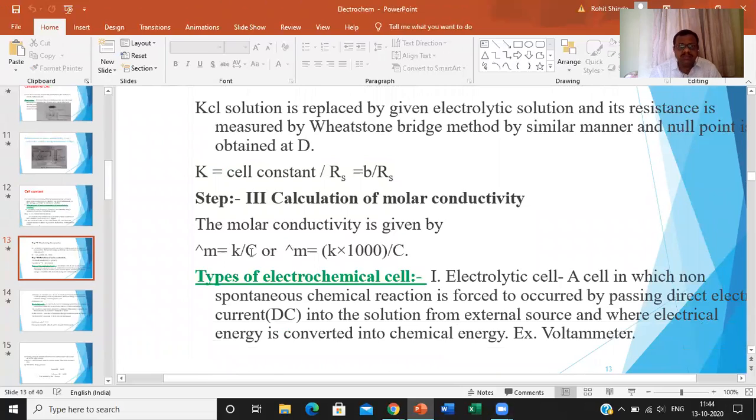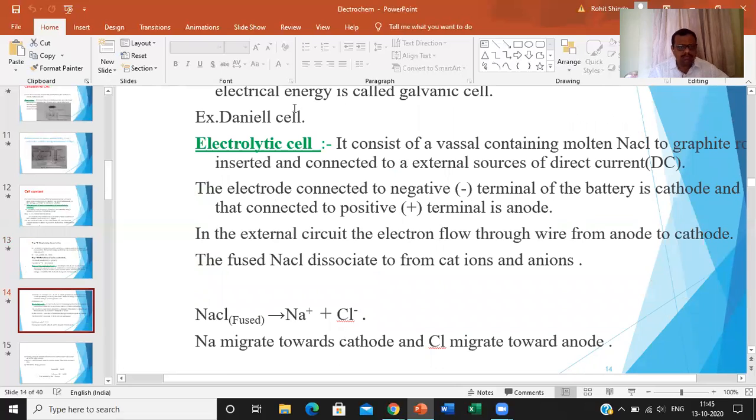In the third step, the calculation of the molar conductivity is done. The molar conductivity is equal to K upon C, or molar conductivity is equal to K into 1000 upon C. With this, we'll stop here for today. We'll continue with the different types of electrolytic cells in the next lecture. Thank you very much.